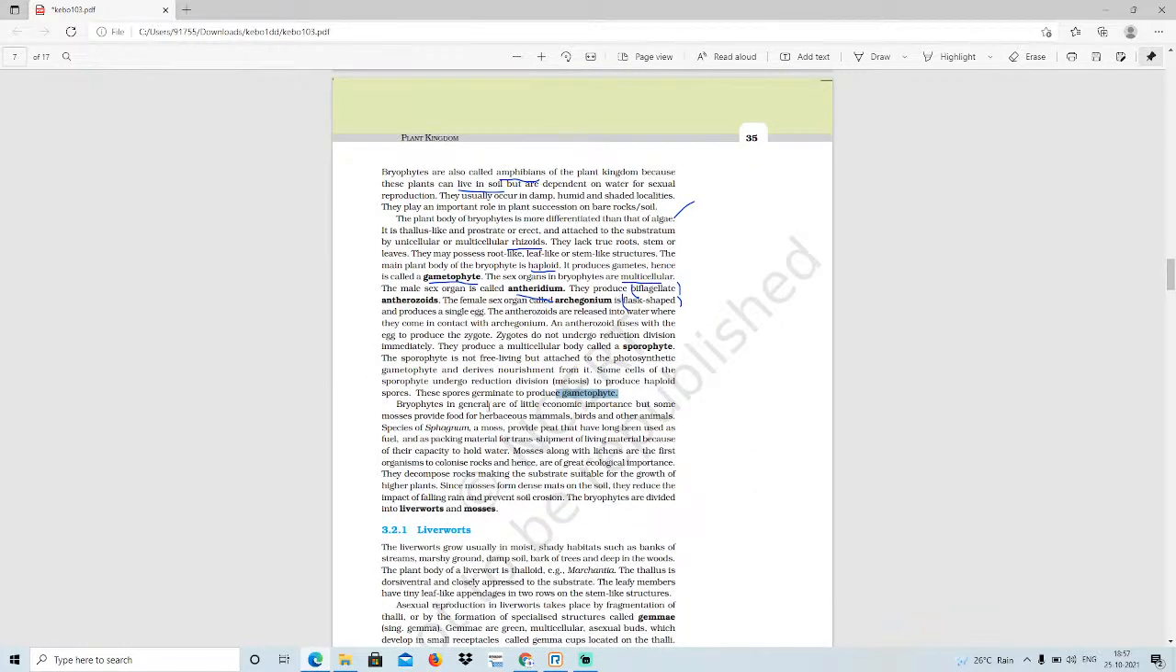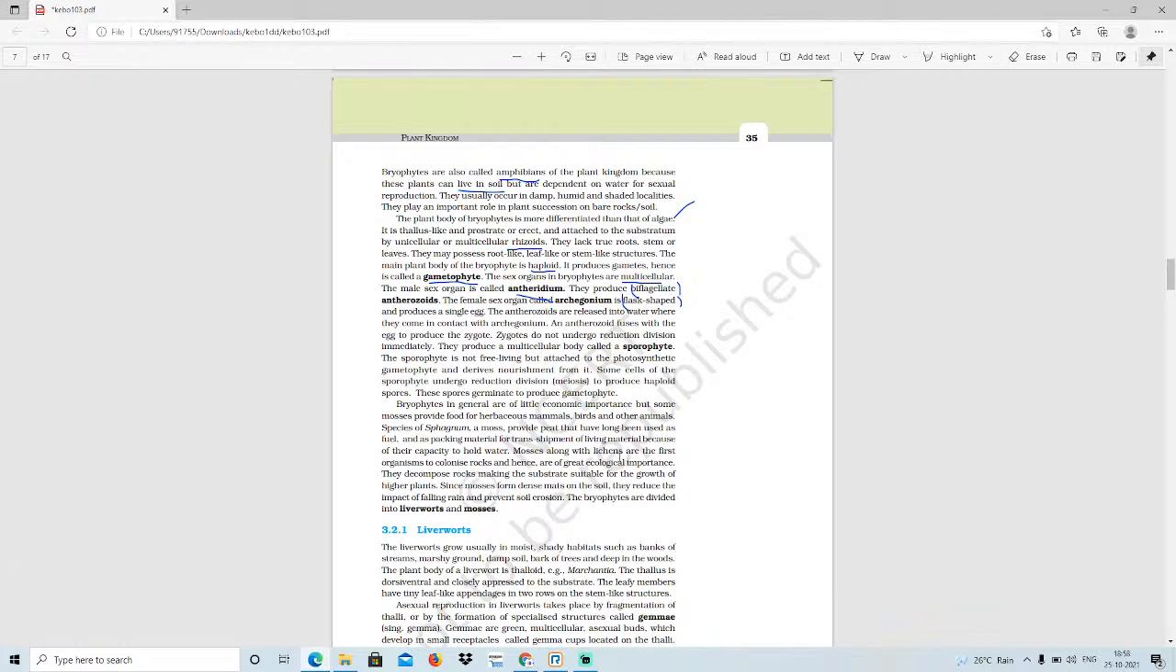Bryophytes in general are of little economic importance, but some mosses provide food for herbaceous mammals, birds, and other animals. Species of sphagnum, a moss, provide peat that has long been used as fuel. See how it is useful. This peat has been used as fuel and as packaging material for transshipment of living material because of its capacity to hold water.